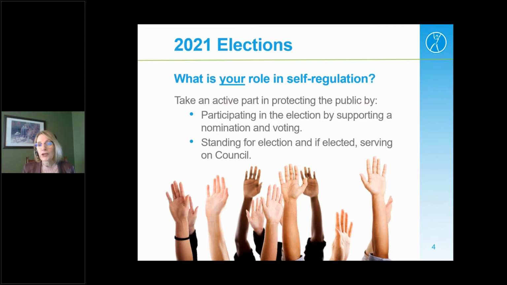So what is the role of an occupational therapist in self-regulation? Part of it is to be part of what is happening at council. So, taking an active part in the election, either by supporting somebody else's nomination, your own nomination, and voting. Get to know the people that are putting their names forward and participate in that process. You may also want to stand for election, and then of course, if you're elected, serve on council. So that is one of the roles of occupational therapists in self-regulation. There are many other things that occupational therapists do, even by just going onto our website, reviewing standards, and participating in quality assurance. It is all part of the role of an occupational therapist in self-regulation.